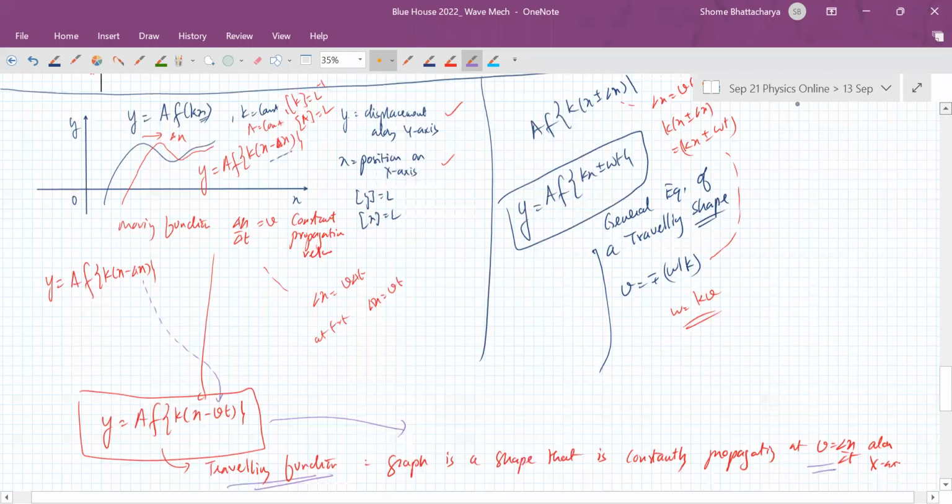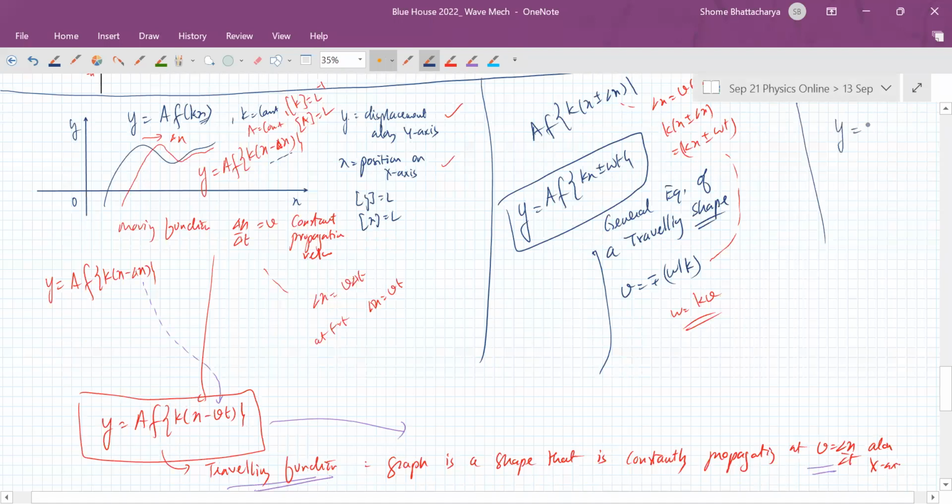Look, suppose I have a function y is equal to 2 into e raised power minus 3x square. Suppose I have this function. So it's going to look something like this. It's a peak like this over here. Now if I replace x with x minus 1 or something, it should look like this, x minus 1 whole square. So now it becomes a peak which is over here at x equal to 1. So it has traveled by delta x equal to 1.